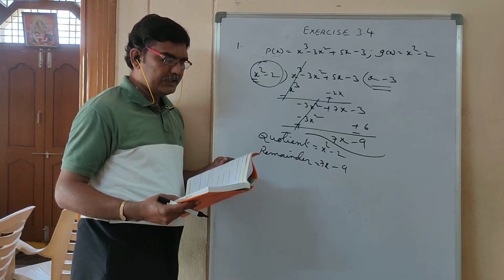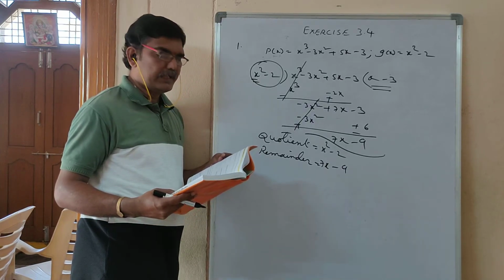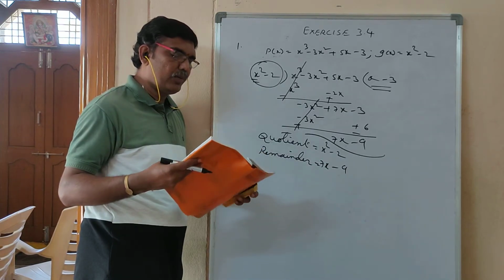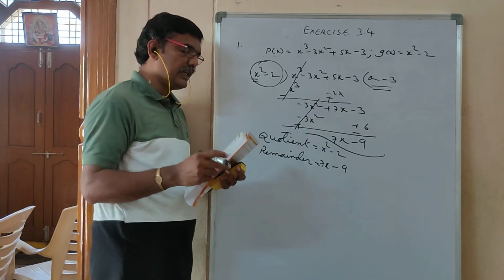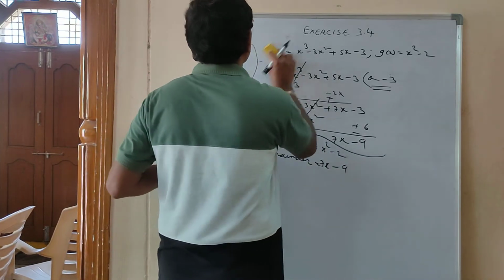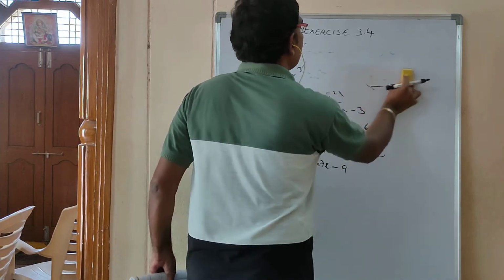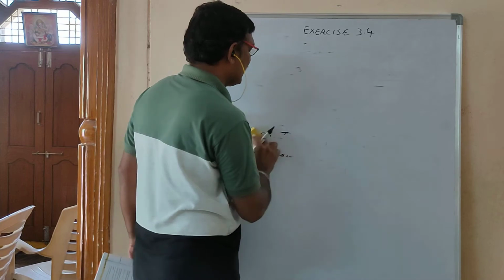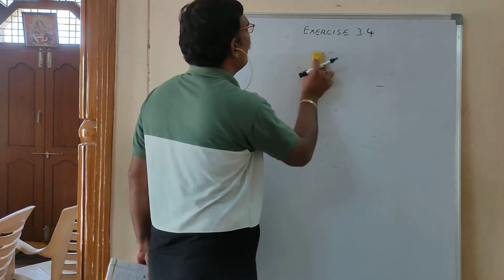Okay. Next, the second question is what? Check in which case the first polynomial is a factor of the second polynomial by dividing the second polynomial by the first polynomial. See, the questions they will give in English only because you are in English medium. What you have to do is understand and you should practice more number of times.